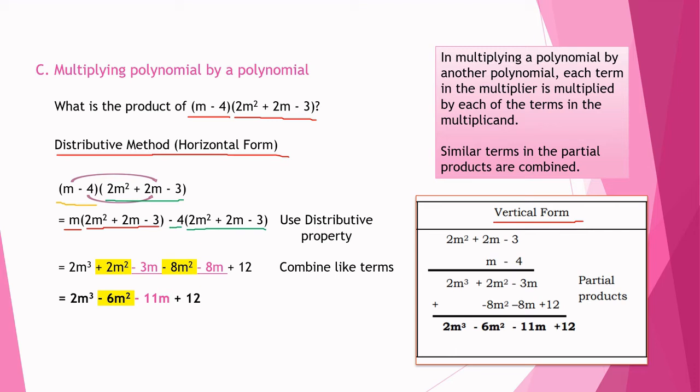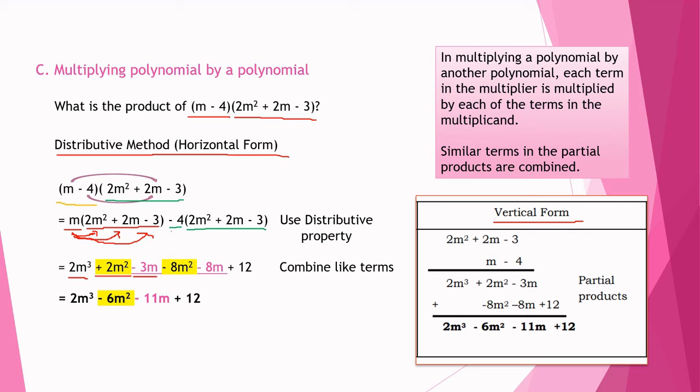Okay, so let us multiply. M times the first term, which is 2m squared, is 2m cubed. So add the exponent of the same base. Next, positive m times positive 2m is positive 2m squared. Add the exponent of the same base. Next, positive m times negative 3 is negative 3m.